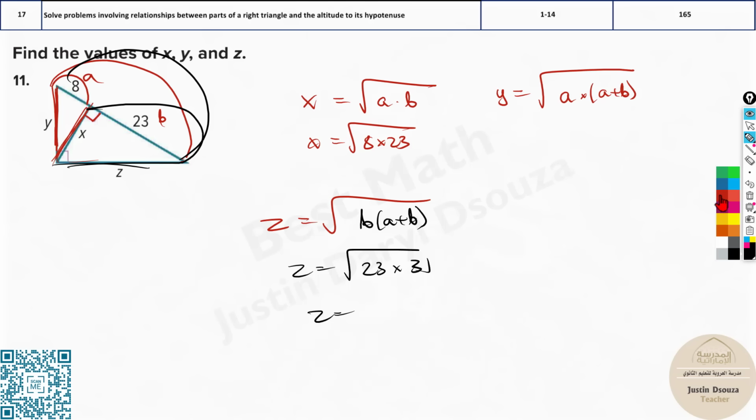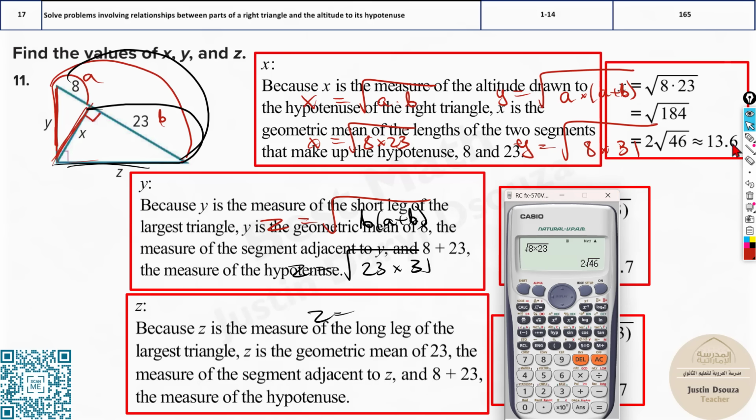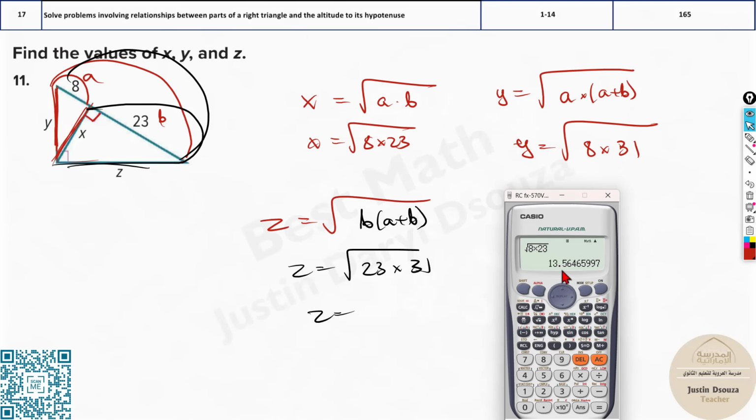And what about this one over here? Y will be equal to the square root of A, which is 8, times, add them both up, it will be 31, the same over here. So now we use our calculators and solve them. Here it's a square root. Let's find x first. 8 times 23 is equal to 2 root 46 or 13.56. Let's see how the answers are given. They have given it in terms of values. Let's write in decimal only. It's 13.56. They have not told nearest tenth, so I'll just take 2 decimal points. 56. What about the next one?